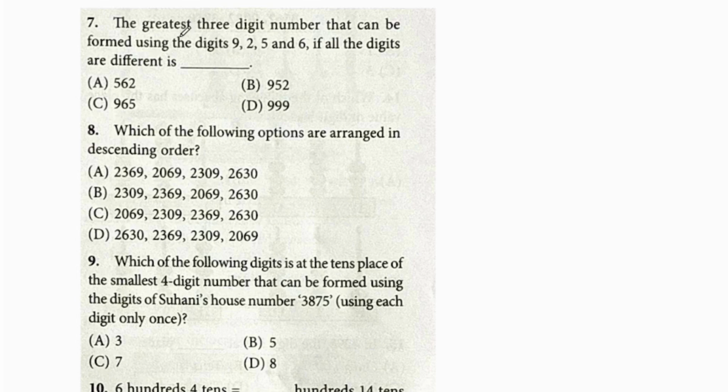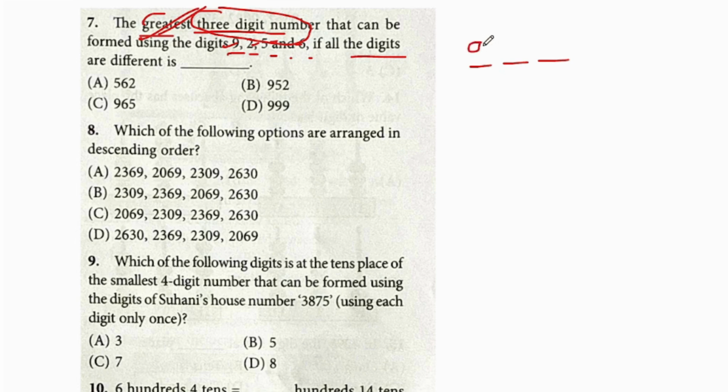Fine. The given question is the greatest 3-digit number that can be formed using digits 9, 2, 5, 6. There are 4 digits given, but you have to form a 3-digit number which is the greatest. If all the digits are different, it means repetition is not allowed. So for a 3-digit number, 3 places, you have to form the greatest number.